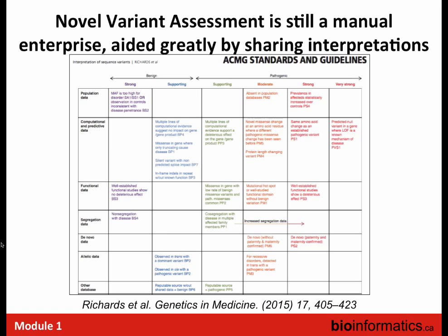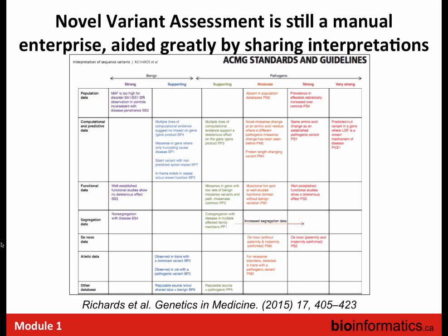So in clinical labs today, this is a table from the American College of Medical Genetics, really just trying to say here are the rules, here's the way that you should interpret a variant. Relatively few databases that you should be looking at. Paper reading is a big part of it. This is published down there at the bottom.